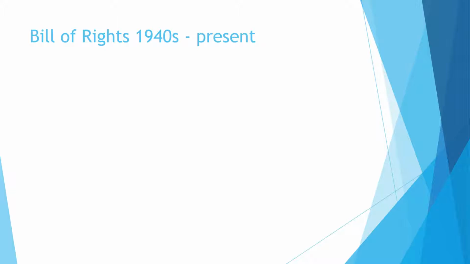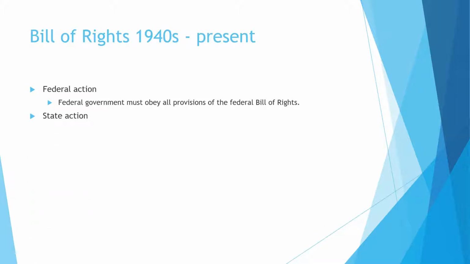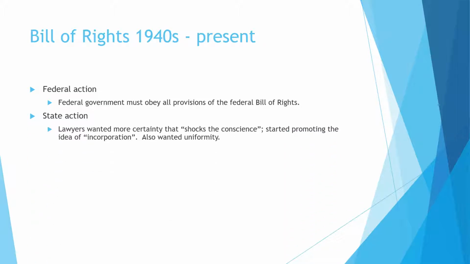So you heard a louder and louder call, beginning even earlier than the 1940s I have here, but actually it was even earlier, to say, why don't we start saying that specific provisions of the Bill of Rights also now are binding on the states. So federal action, once again, in this time period from the 1940s to the present: the federal government must obey all provisions of the Federal Bill of Rights. But state action, as I said, the lawyers wanted to get rid of the shocks-the-conscience standard and said, why don't we just start saying, hey, the First Amendment freedom of speech applies to the states. It's one of the liberties that is part of the Due Process Clause of the 14th Amendment.